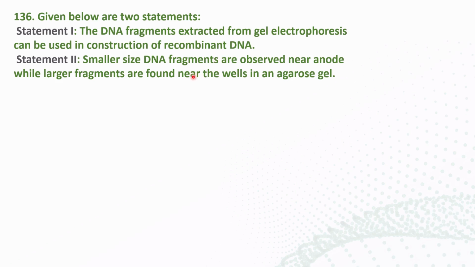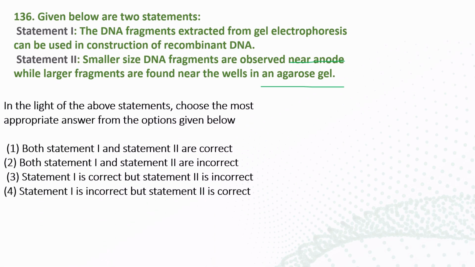And in statement 2 they are saying that smaller size DNA fragments are observed near the anode and larger ones are found near the cathode. In these two you have to say which one is correct and which one is wrong, or whether both of them are correct. They have given some options for us, like both of them are correct, both of them are incorrect, or either one of them is correct. Okay, let's see what that is.